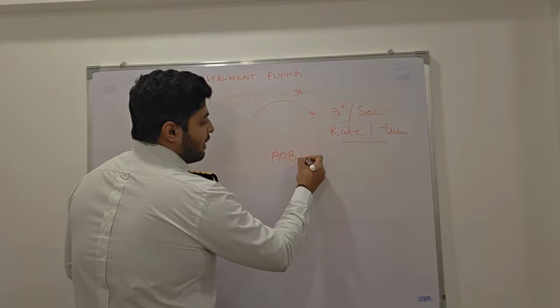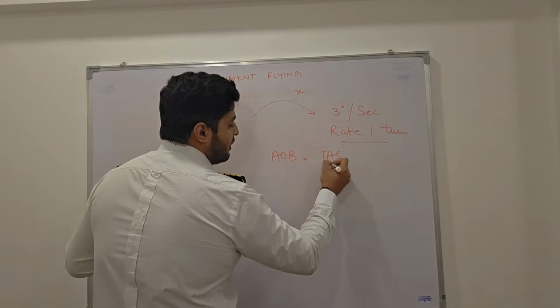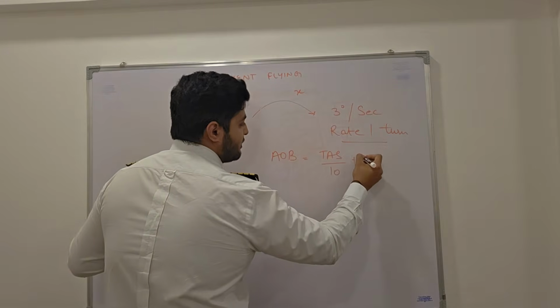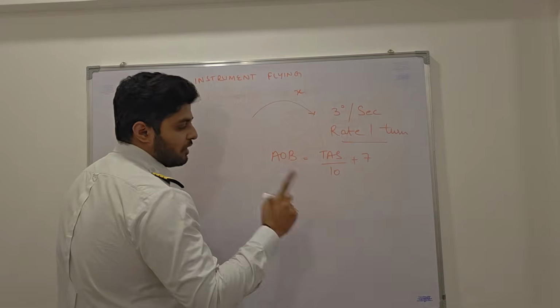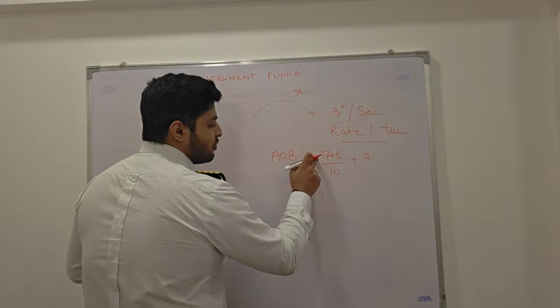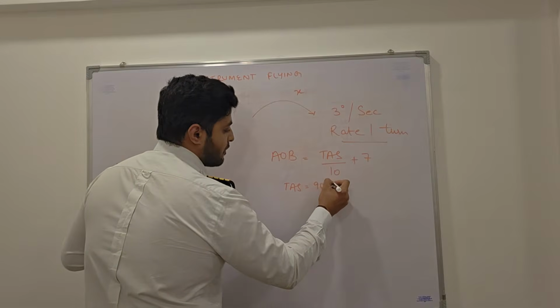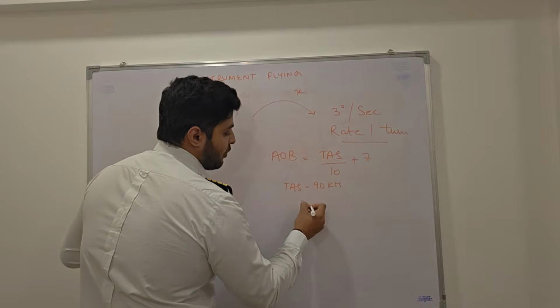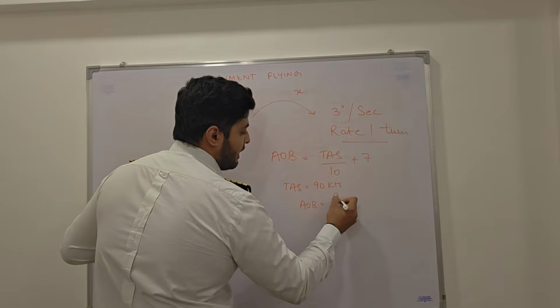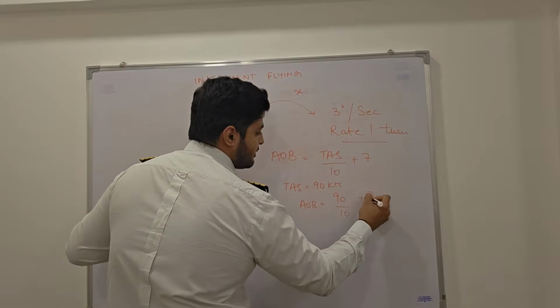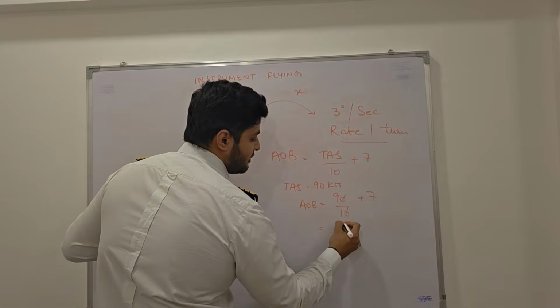So angle of bank required is true airspeed divided by 10 plus 7, which will give us rate 1 turn. For example, if I am cruising with true airspeed of, let's say, 90 knots, my angle of bank required will be 90 divided by 10 plus 7, which is around 16 degrees.